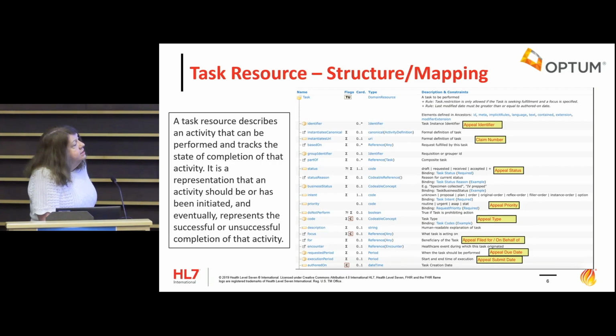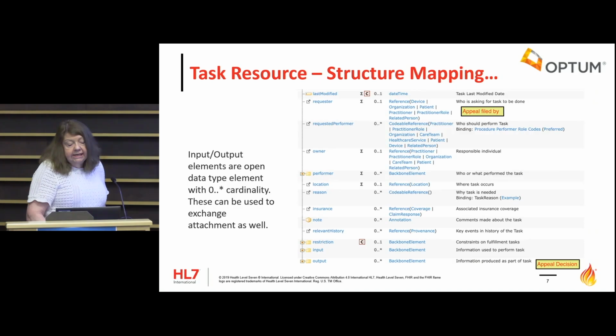Our appeal type we put under the code, and I think on the next slide we have some examples of that. And then for, on behalf of, who's the beneficiary of the claim, and that could also be obviously the patient, or it could be a provider. And then the appeal due date and the appeal submit date are in the requested period and the execution period of task. So it actually lined up fairly nice for the fields we needed.